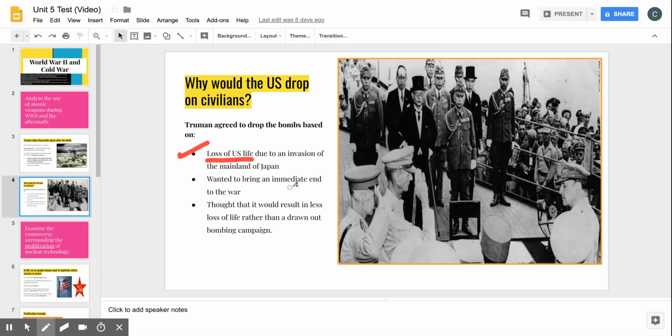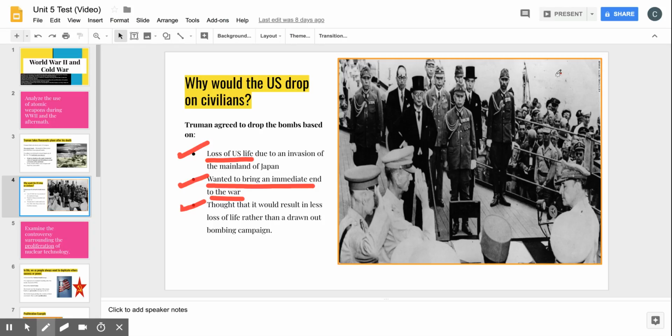They also wanted to bring an immediate end to the war. What was going to cause the knockout blow? This was deemed to cause the knockout blow. So they went with this also. And then they thought it would result in less loss of life rather than a drawn-out bombing campaign. Perhaps dropping two bombs versus continuous bombardment of Japan. So these three things are the reasons that they dropped the bomb.